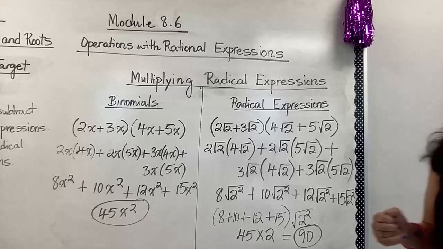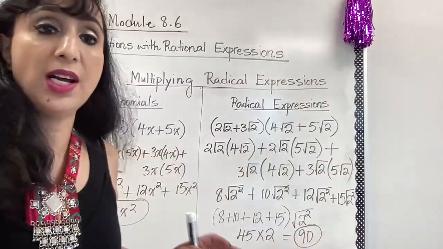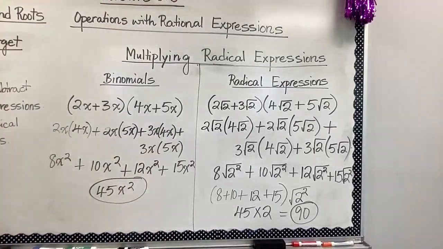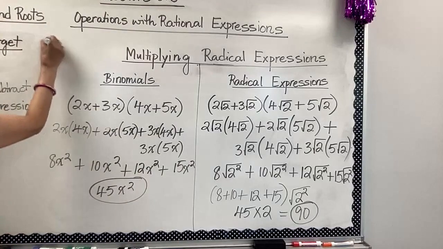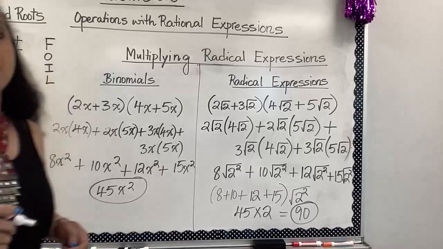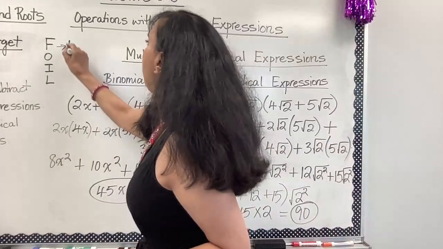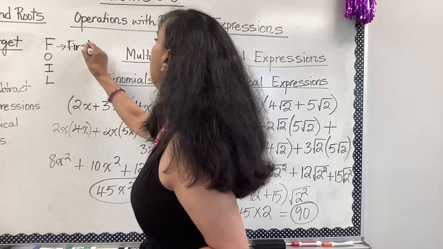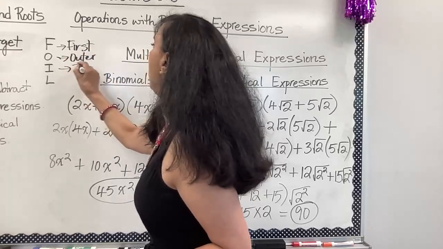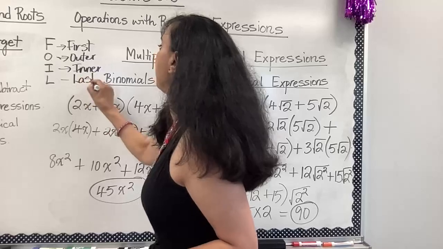Okay? I also wanted to quickly show you the FOIL method, which we have done. Okay? And so when we were multiplying binomials, so FOIL method of multiplying. Okay? So the F over here stands for first, O for outer, I stands for inner, L stands for last.